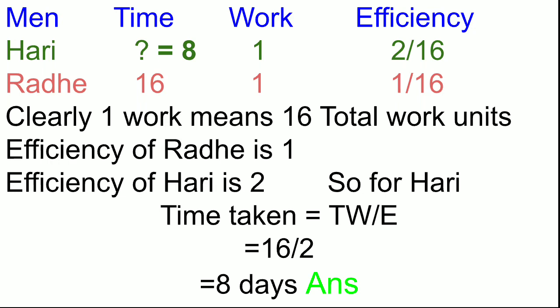Clearly, one work means 16 total work units. Efficiency of Radhe is 1. Efficiency of Hari is 2. So for Hari, total time taken to do the work is total work divided by his efficiency, means 16 divided by 2 equal to 8 days.